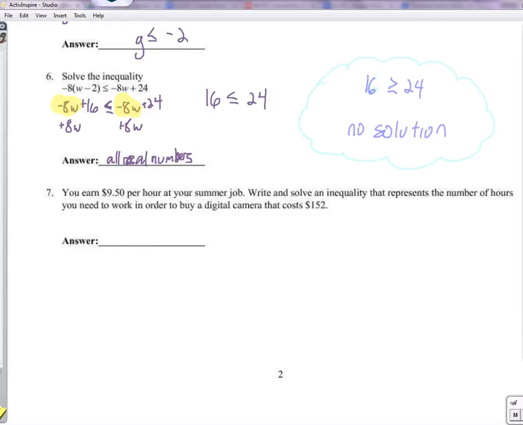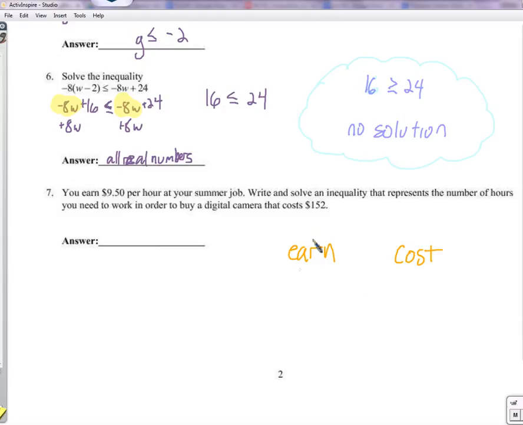All right. Let's switch to orange. You earn $9.50 an hour at a summer job. Write and solve an inequality that represents the number of hours you need to work in order to buy a digital camera that costs $152. Okay, so this camera costs $152. So we got two things here. We got the cost of the camera, and we have the amount that we're going to earn.